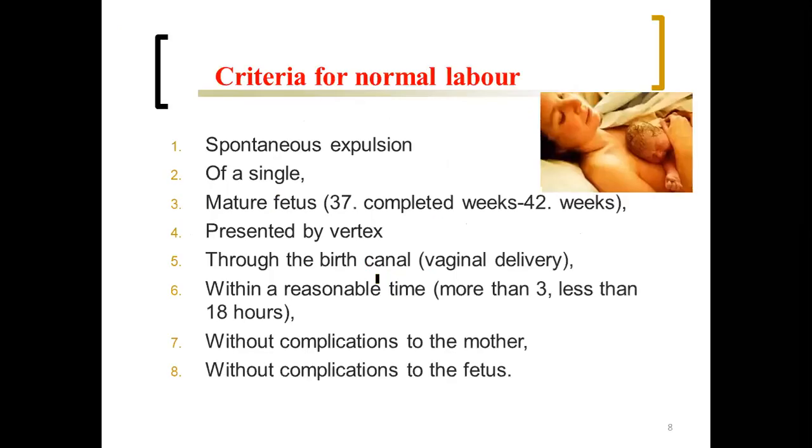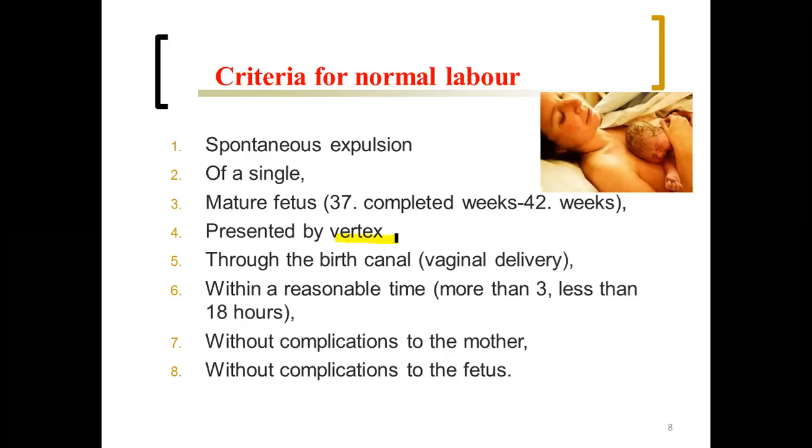So what are the criteria to consider normal delivery? If there is a spontaneous expulsion of the fetus, if it is a single fetus, and if it is mature, the probability of having a normal delivery is very high. Then presentation by vertex. This means the head comes first in the pelvic area or into the birth canal. So vertex presentation is actually possible.